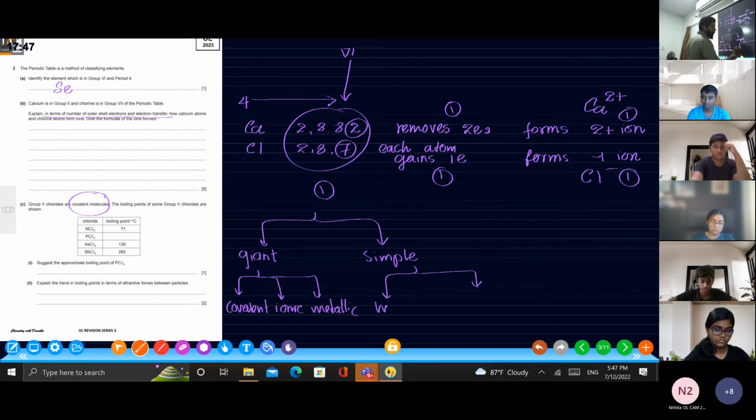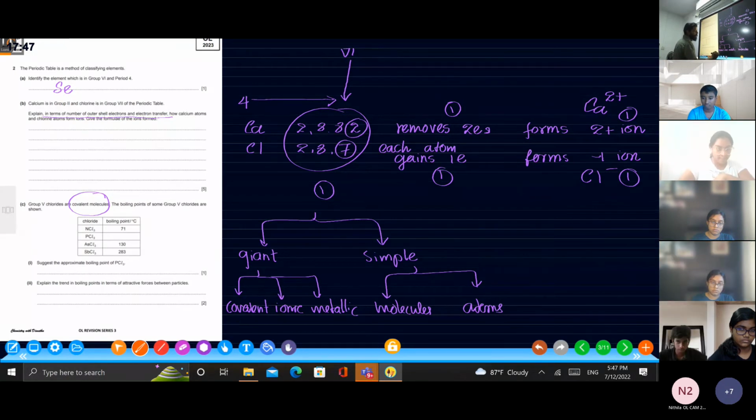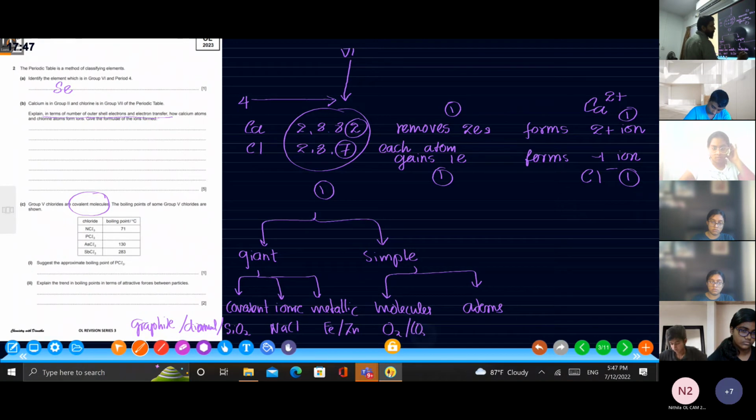Okay, simple: you have simple molecules, and also you have simple atoms. Let me give you examples. Giant covalent is like silicon dioxide, diamond, graphite. Giant ionic is like sodium chloride, giant metallic is like iron, zinc and so on. Simple molecular means like oxygen, carbon dioxide, nitrogen. Atoms means helium, neon, argon. These are the simple atomic substances.